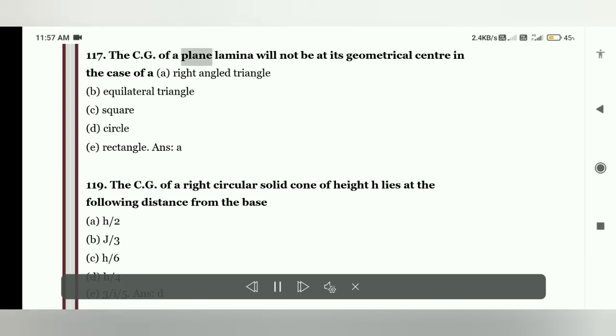The CG of a plane lamina will not be at its geometrical center in the case of a right angle triangle, equilateral triangle, square, circle, rectangle. Answer A.